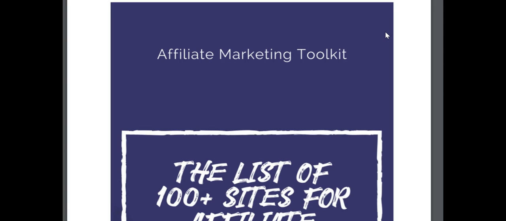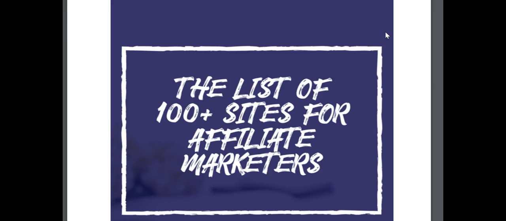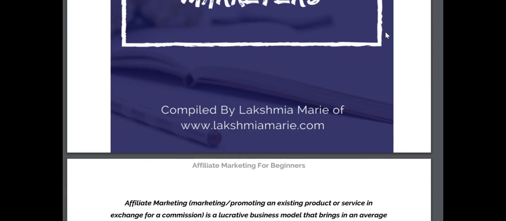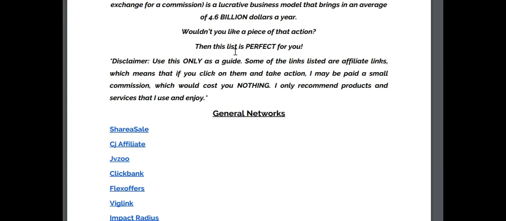So what you see here is a lead magnet that I created. I literally used Canva and I think Google Docs for this. It's an affiliate marketing toolkit that I made for one of my affiliate funnels. And it's a list of 100 sites for affiliate marketers. I put my contact information and a little bit of educational knowledge about affiliate marketing. I always put my disclaimers in here, especially when there are affiliate links involved, because you have to.